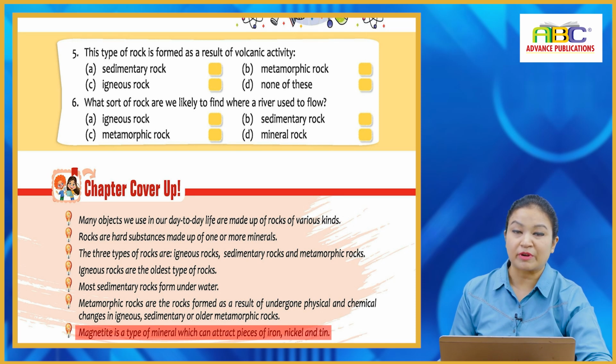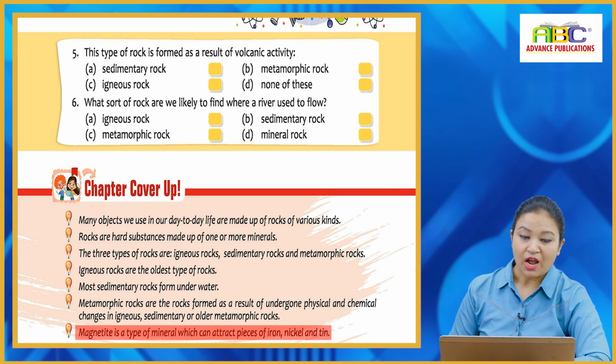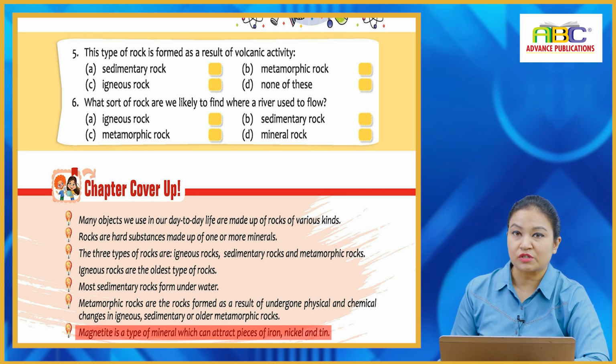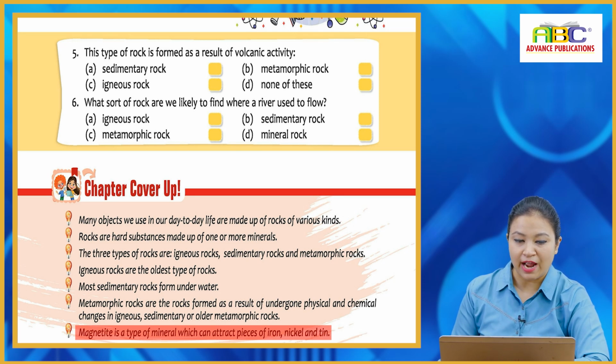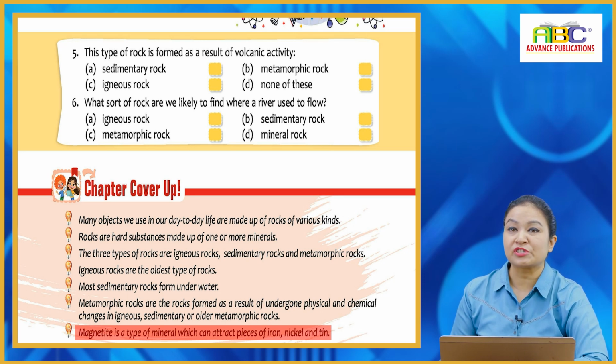So children, in this chapter we have learned about rocks, how rocks are formed, and that rocks are formed from one or more minerals. Three types of rocks. What are these? Igneous rock, sedimentary rock, and metamorphic rock. And among these, igneous rock is the oldest type of rock. Sedimentary rocks are formed under water. And magnetite is a type of mineral which attracts pieces of iron, nickel and tin.